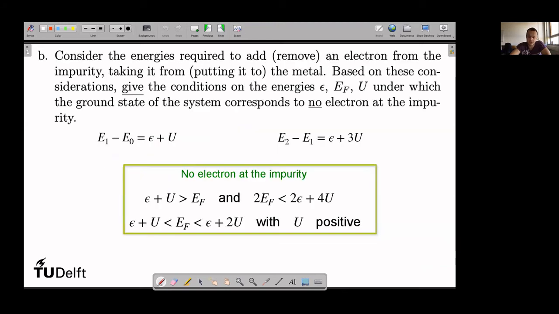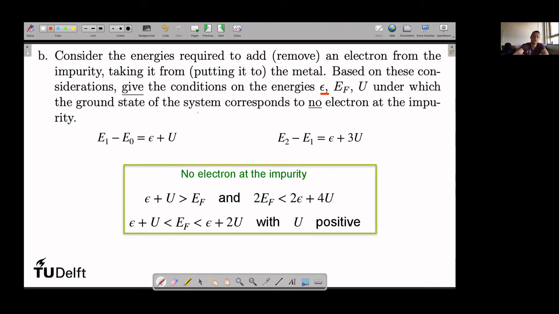Then we move to question B, which is different from homework problem number 5. Here, you're asked to consider the energies that are required to remove an electron from the impurity, putting it into the metal, or inversely to take an electron from the metal and put it into the impurity. And to give some conditions on the energies epsilon, the Fermi level, and the interaction energy, under which the ground state of the system corresponds to no electrons at the impurity.